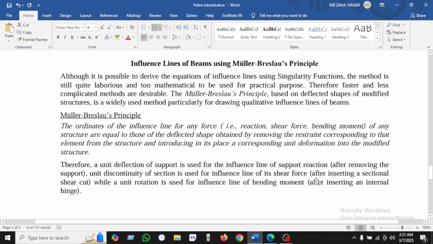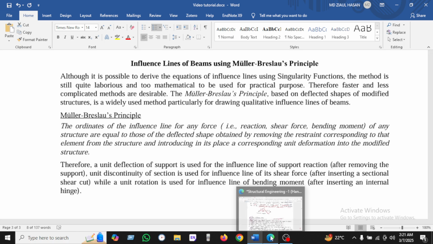So we can see here three types of clue are given. The support reaction after removing support. So if we calculate the support reaction, then the support will be removed. When we calculate the shear, then we are inserting a section shear cut. When we calculate the bending moment, then we insert the internal hinge. So we'll see when we'll use these.